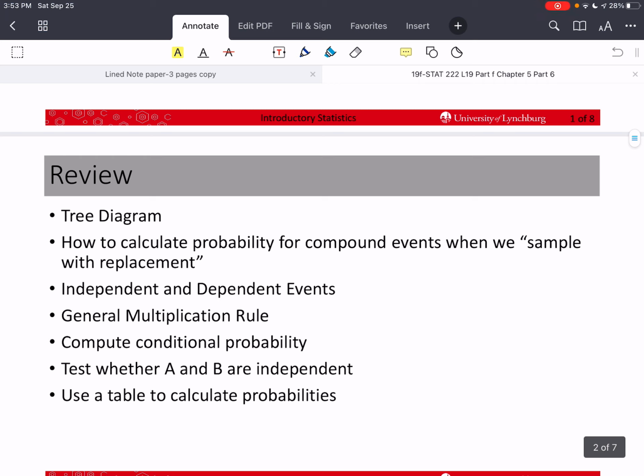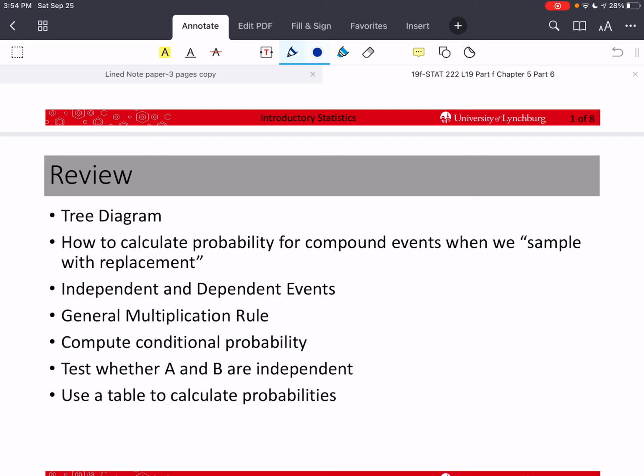So we've learned how to use the tree diagram, how to calculate probability for compound events, both without replacement and with replacement. We figured out how to calculate probabilities for independent and dependent events. We've looked at the general multiplication rule, and the special case where the events are independent, where this multiplication rule reduces to that. We've learned how to compute conditional probability in 3 different ways, and we've learned how to test whether or not A and B are independent.